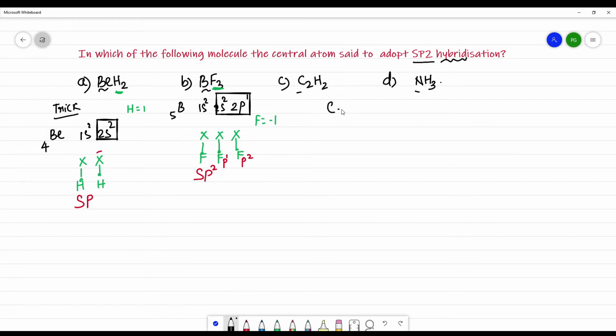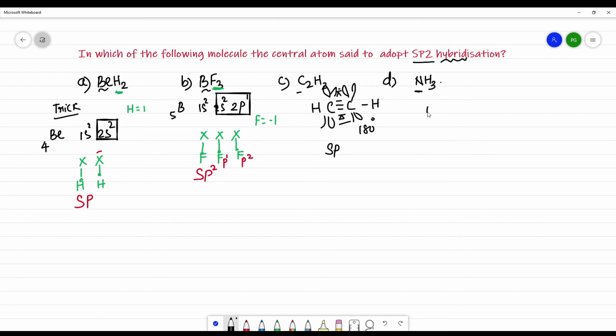C2H2. That means C is having a linear structure. See, it forms 2 pi bonds with the sidewise overlap. So these are 2 pi bonds. Here what is involved in the hybridization? It is sp hybridization. It is also linear and it forms 180 degrees. Then going to D, NH3.